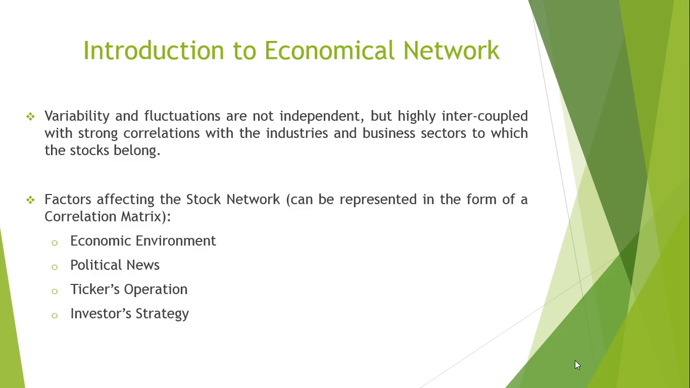About the economic network, the motivation is that the variability and the fluctuations of the stock prices are not independent, but are highly dependent and intercoupled with strong correlations with the big business sectors and the industries to which the stocks belong. The usual approach involves finding the correlation between each pair of the time series of the stock prices and the subsequent procedure of constructing a network that connects the individual stocks based on the levels of correlation. The factors affecting the stock network include the economic environment, political news, ticker operation, and the investor's strategy. However, the factors can be represented with a correlation matrix.